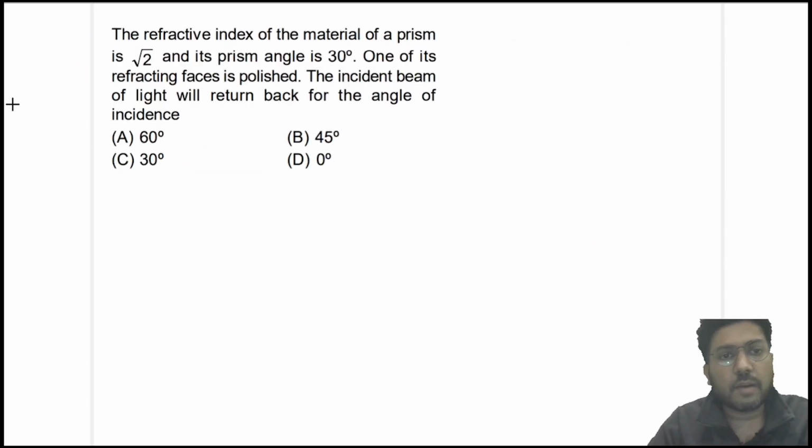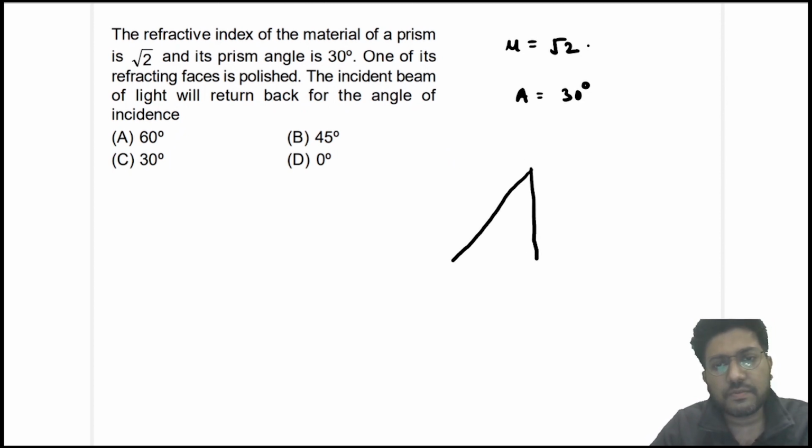Okay. Now in this question it is given to you that the refractive index of the material of a prism is root 2. So mu is equal to root 2 and the prism angle is 30 degree. One of the refracting faces is polished. The incident beam of light will return back for the angle of incidence, which is? So see, this is the figure here.